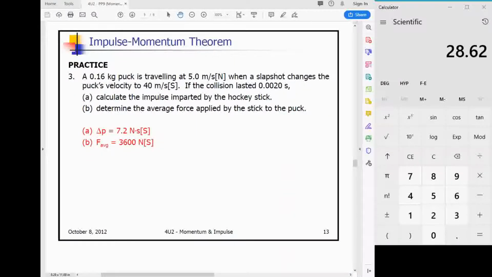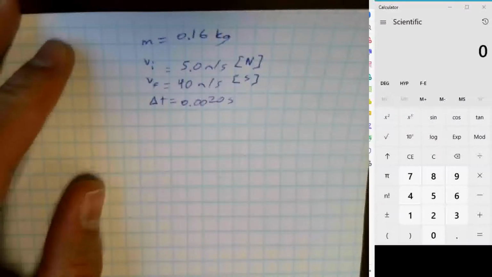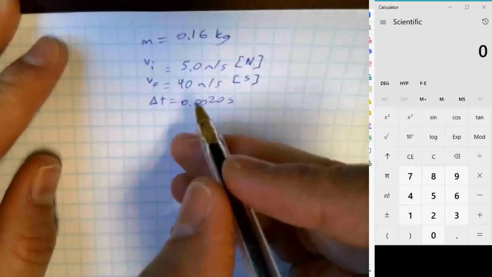Let's look at this problem here. We have a hockey puck. It is 0.16 kilograms. It's traveling 5 meters per second north, and a slap shot changes the puck's velocity to 40 meters per second south. It says that the collision lasts for 0.020 seconds. And we're asked to calculate the impulse imparted by the hockey stick and determine the average force applied by the stick to the puck. So here are our givens for this problem.